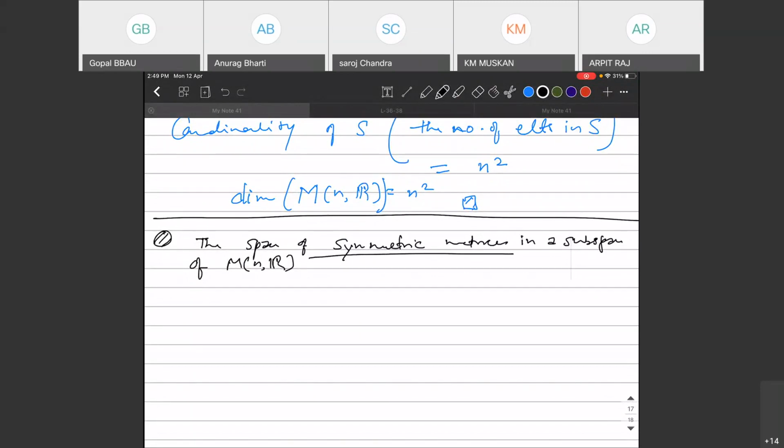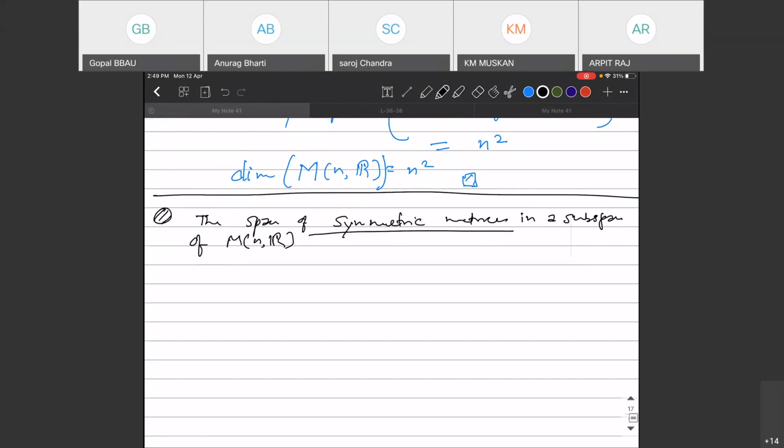What would be its dimension? n into n minus 1 upon... n into n minus 1 upon... How will we do it? Let's see it.